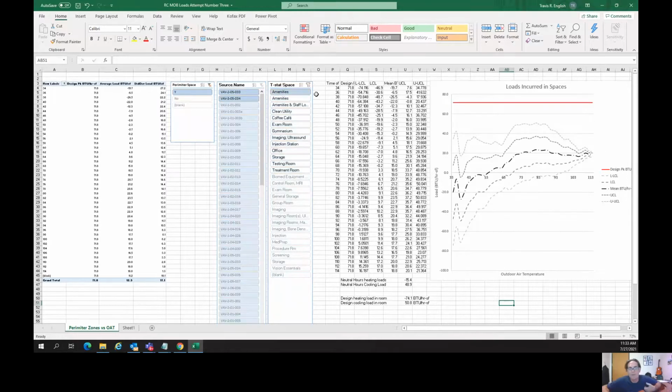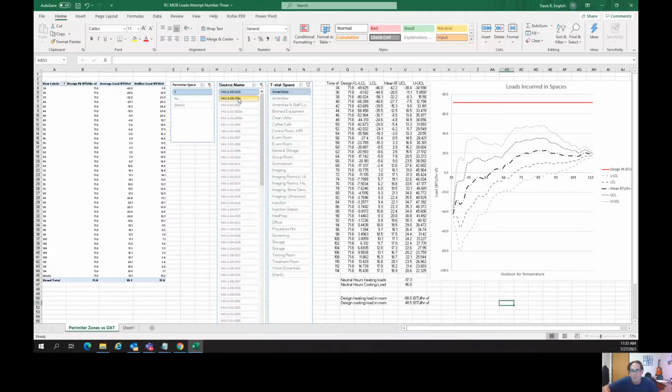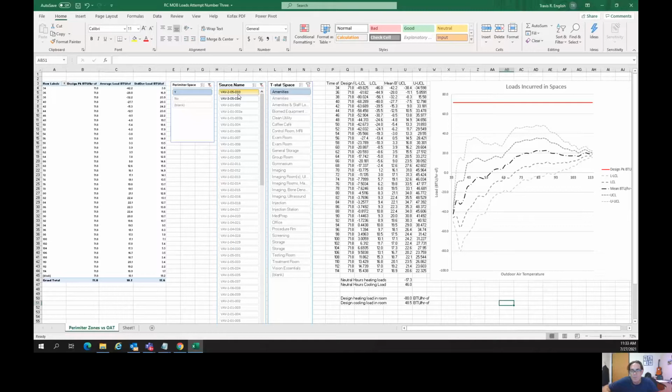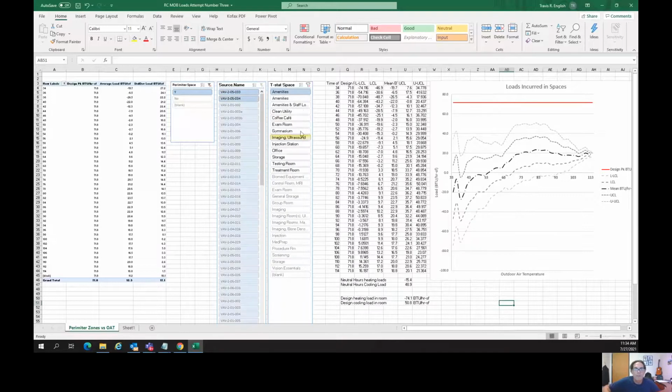All right, so amenity spaces. As a whole, we're looking at 50 BTU for cooling and 75 BTU for heating. The neutral hour is about 50 BTU for cooling and 15 for heating. The individual zones, well, this one's 50 and 60. This one is 80 for heating and 50 for cooling. So that's not too bad.